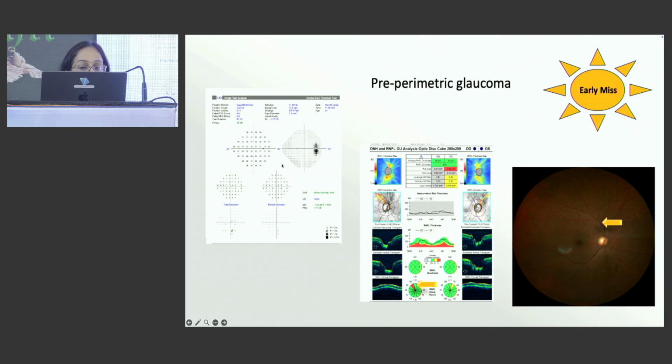This also, the field is completely normal, but here is a small RNFL defect. You can see it's not that visible, but there is a small wedge-shaped RNFL defect in the optic nerve. So we are not saying you should start the treatment or anything, but in such patients, you can follow up the patient more frequently and you can tell the patient there's a chance of glaucoma and follow-up is needed.